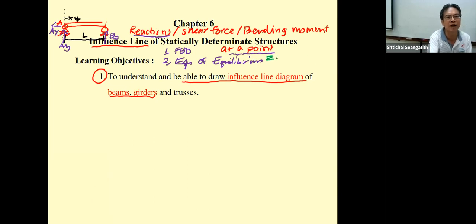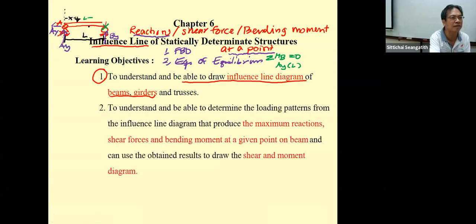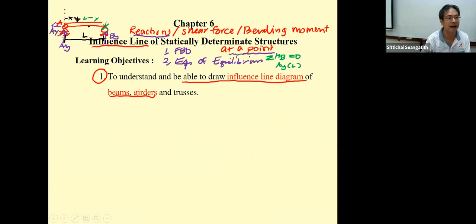We have the summation of M sub B equal to 0. Just take moments over here. And then you have A sub y times L, and then the distance here is going to be L minus X. And then you have this one equal to 1 times L minus X. And then you get A sub y equal to L minus X divided by L. That is going to be 1 minus X over L.